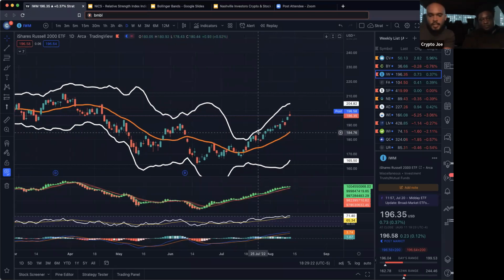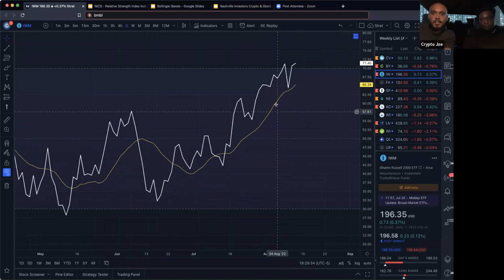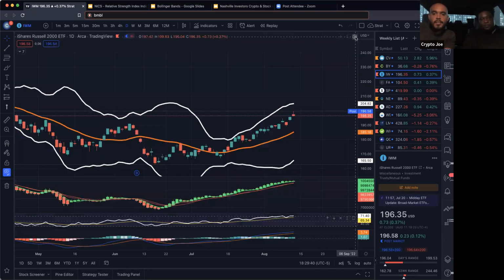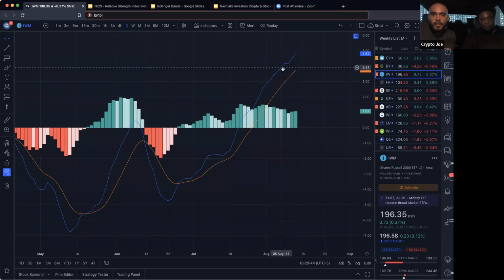So on IWM, I see an overbought MACD. I'm going to expand this. Our RSI this morning was overbought, at level 71, 72-ish. I like that. We have a MACD that looked like it was about to curl, though it hasn't quite made its move. It's trending pretty strongly upwards.